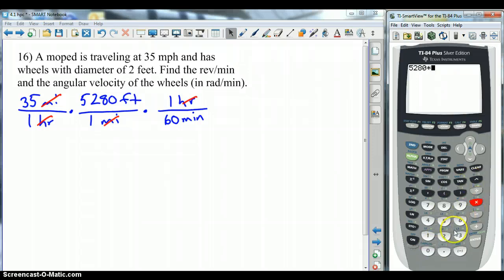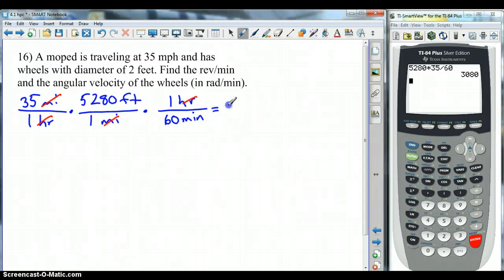5,280 times 35 divided by 60, and we have our value. This is 3,080 feet per minute. Again, that's the speed at which the moped is traveling. The problem asks us, though, to find the number of revolutions per minute. In other words, how many times do the wheels turn every minute?